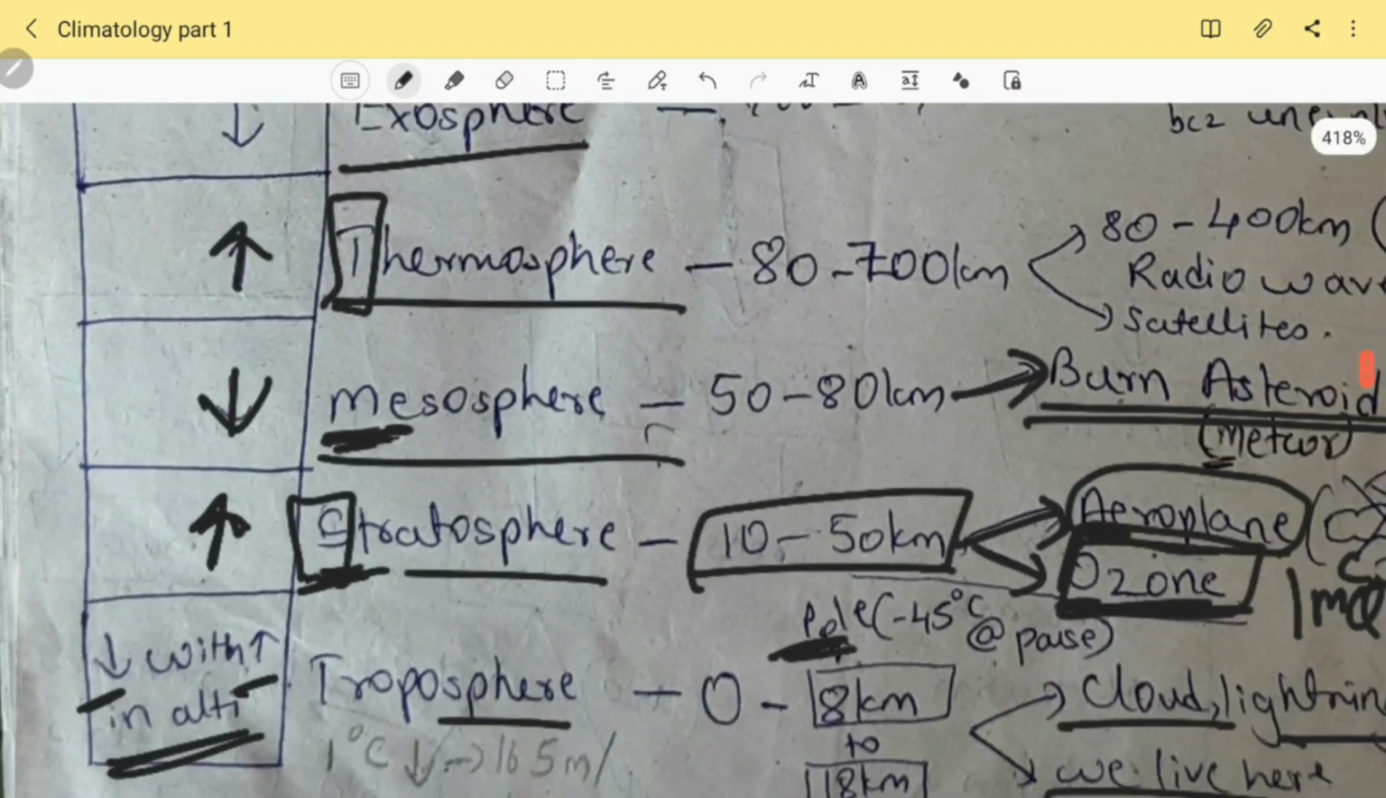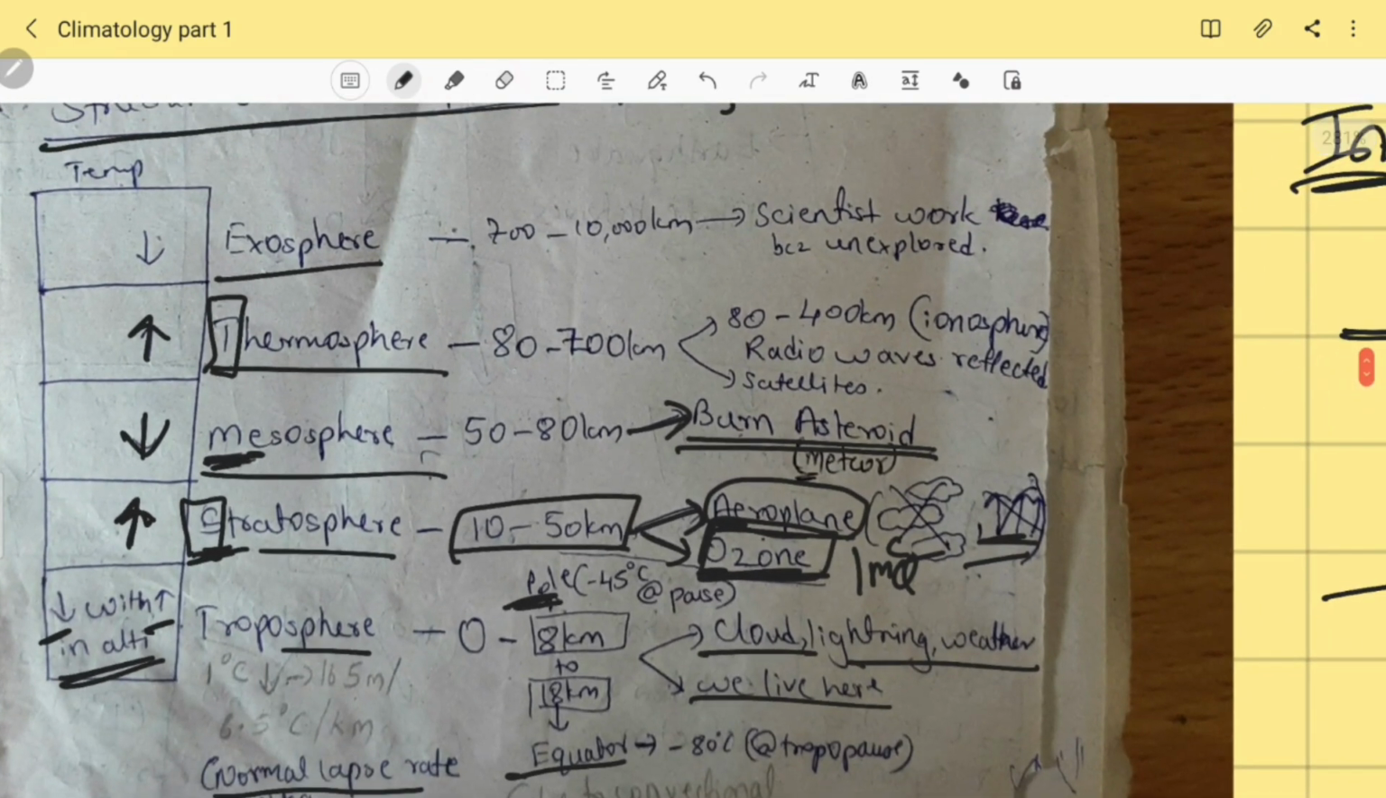Now let's move to the thermosphere. The thermosphere is an area from 80 kilometers till 700 kilometers from the surface of the earth. In the thermosphere we have two parts. The region from 80 to 400 kilometers is known as the ionosphere, because it contains electrically charged particles known as ions. Here there is a temperature increase because of these ions. And this whole layer from 80 to 700 kilometers is known as the thermosphere.